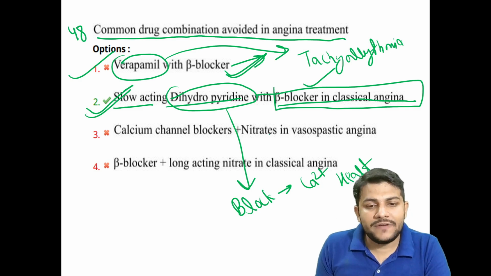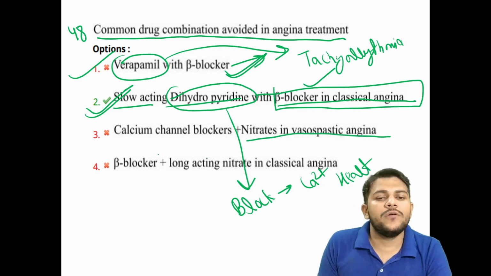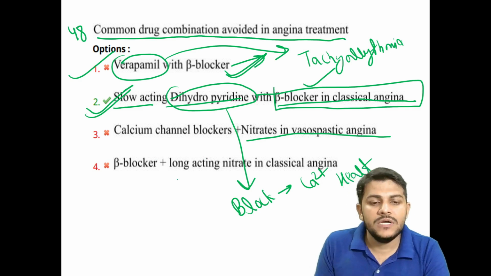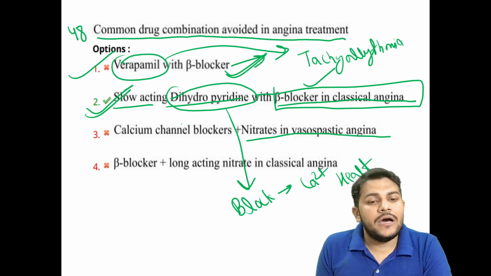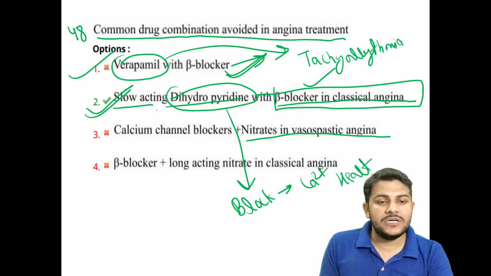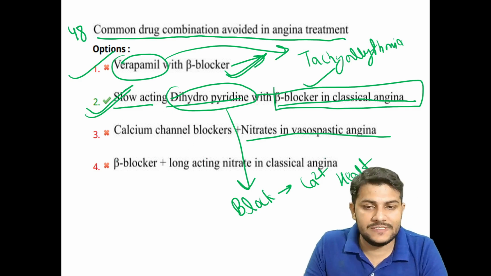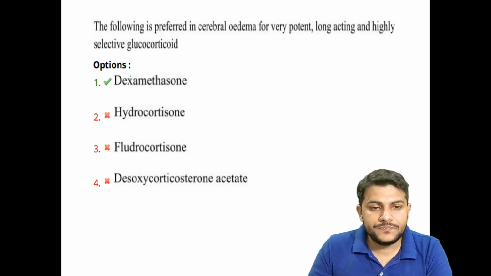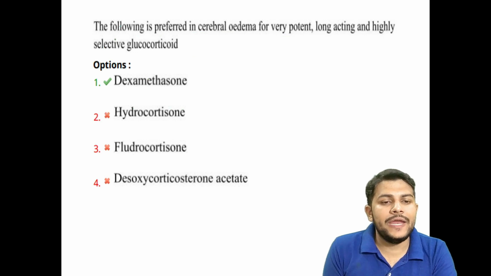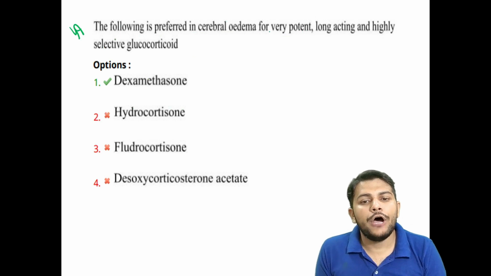Question 50: which of the following is used as a peripheral vasodilator in hypertension? Peripheral vasodilator means they just dilate the blood vessels. So first we have rifampicin, which is an anti-TB drug. Next we have hydroxyzine, which is from a different category. Sodium nitroprusside is used as a vasodilator.